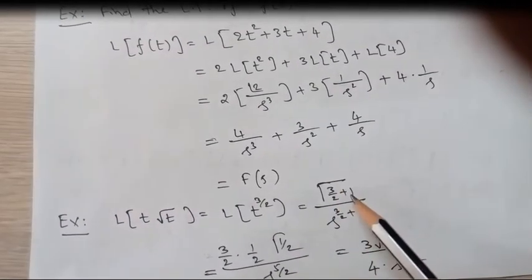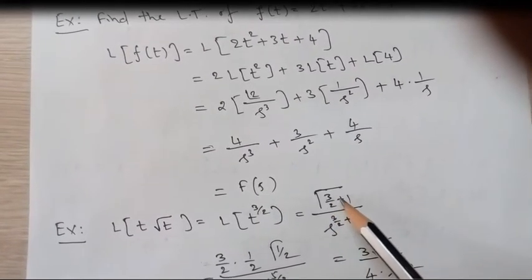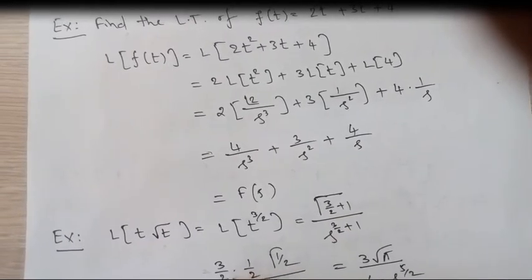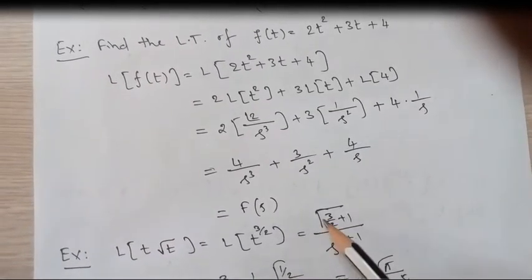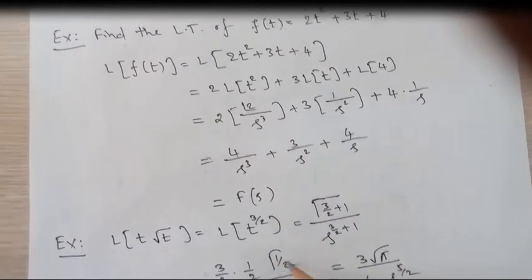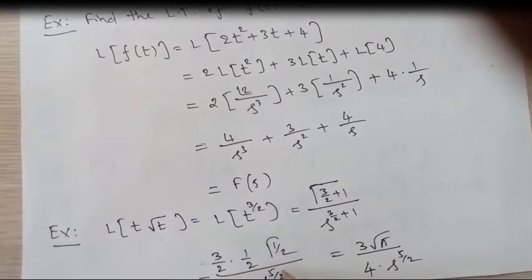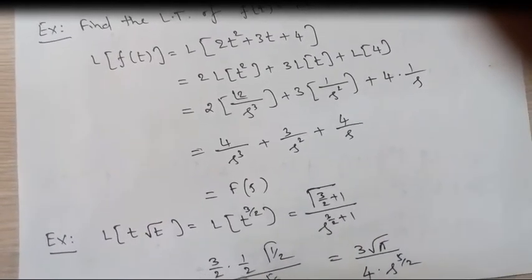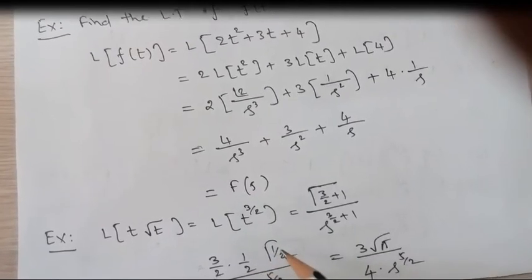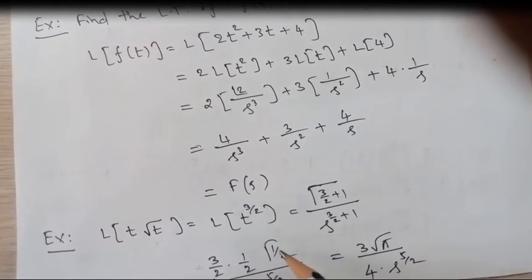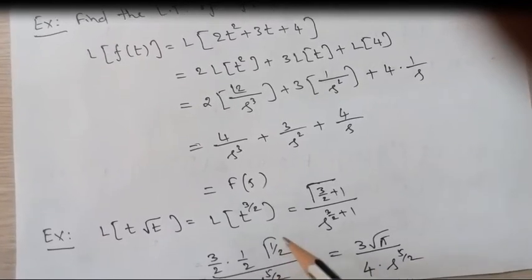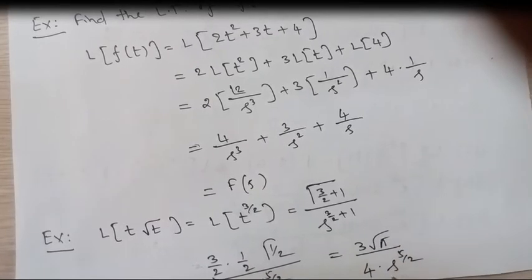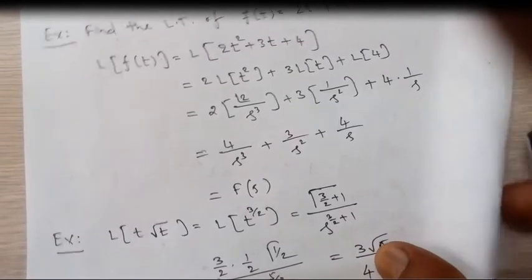So gamma of 3 by 2 plus 1, as we know, gamma of n plus 1 is equal to n gamma n. By that property we are able to write 3 by 2 into gamma of 3 by 2, again gamma of 3 by 2 as 1 by 2 gamma of 1 by 2, divided by s raised to 5 by 2. 3 by 2 plus 1 is 5 by 2. Gamma of 1 by 2 is root pi. So 3 divided by 4 into root pi divided by s raised to 5 by 2.